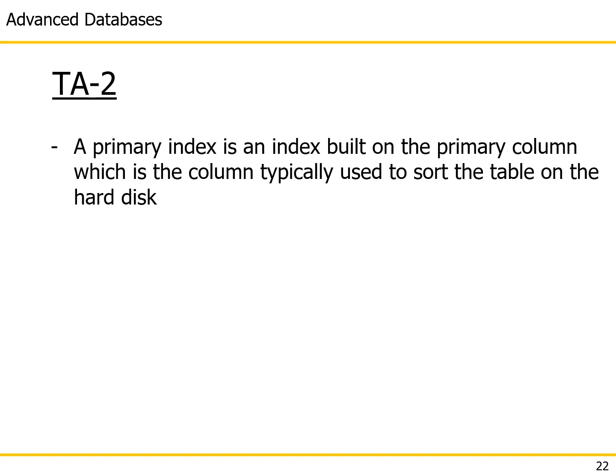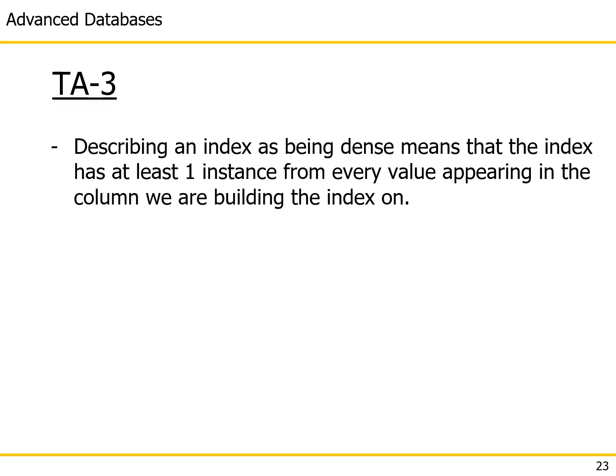So here are some takeaways. A primary index is an index built on the primary column, which is the column typically used to sort the table on the hard disk. Another takeaway: describing an index as being dense means that the index has at least one instance from every value appearing in the column we are building the index on. And I could add here that value is going to be, in the simple scenario, the first value that appears. And this is what you see in the previous lecture slides. So when we had peerage, I pointed at the first peerage.